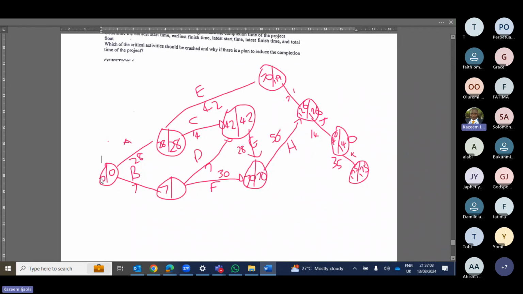Now let's do for these ones. Here we have 42. Sorry, Kazim, you just did 70 minus 42. It's not supposed to be 119 minus 42. We have already done 119 minus 42, because that's the backward pass. Sorry, you are right. 119 minus 42 gives us what? I'm not with my calculator yet.